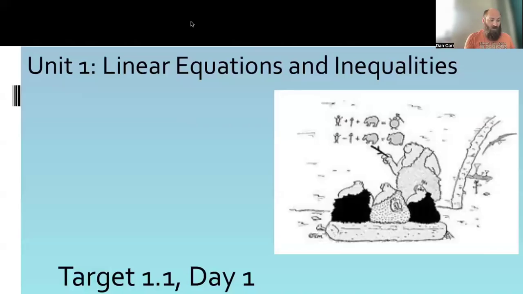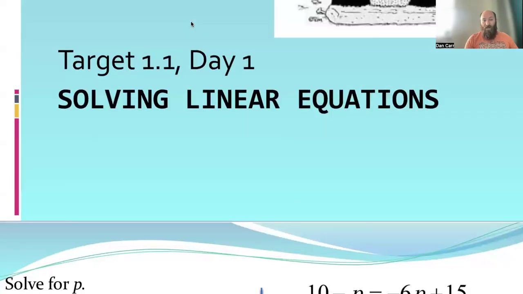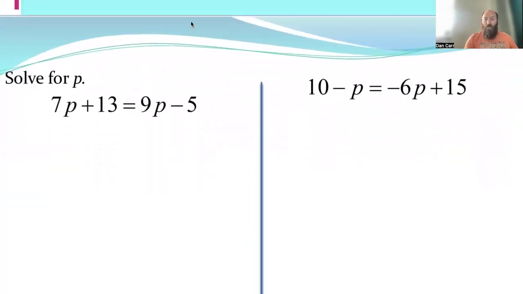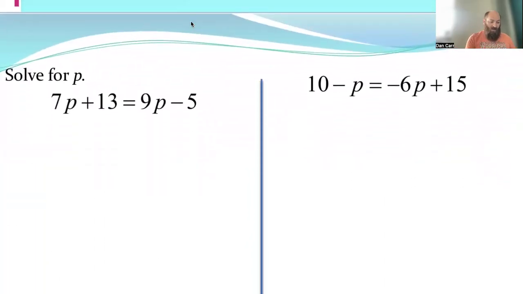Today we're going to be starting Algebra 2 with our Unit 1, looking at linear equations and inequalities. So today our focus is just going to be on solving linear equations. So here's a couple examples to start with, just to get us going. When you are looking at an equation to solve, one thing you're going to want to check for is, can you combine like terms? Okay, so in this case, we can in both cases.